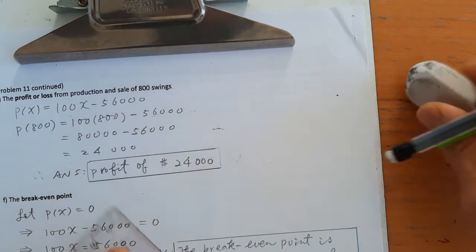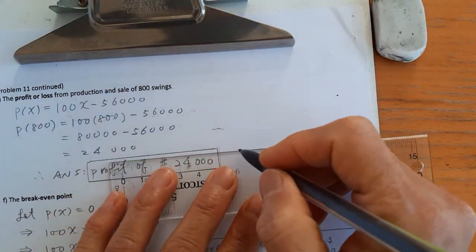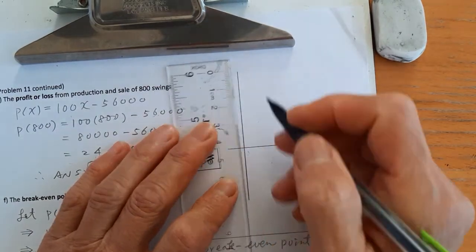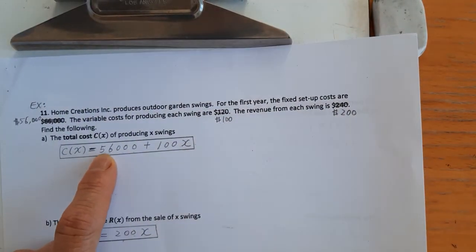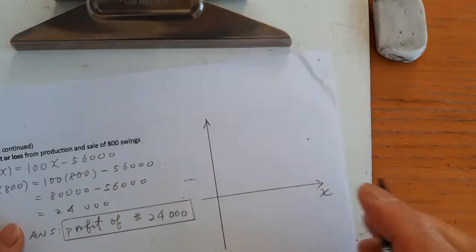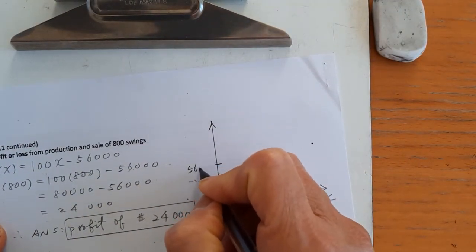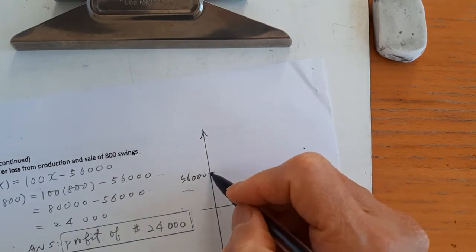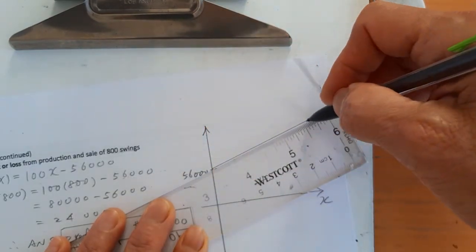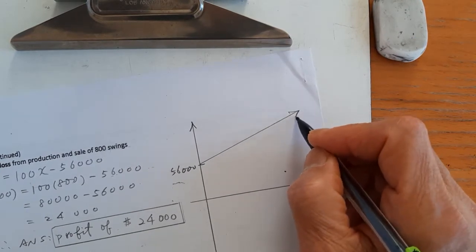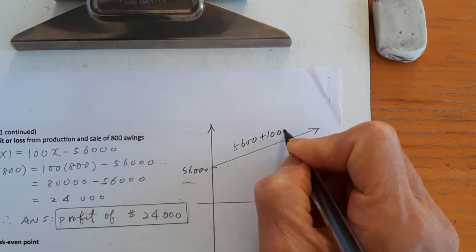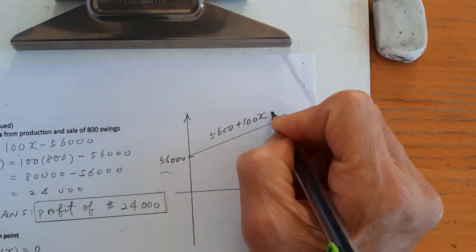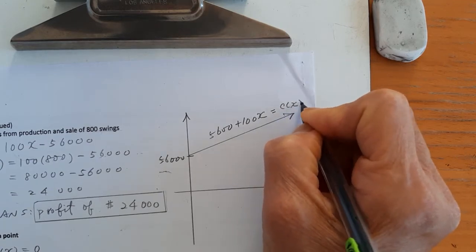So for this question, if you draw the graph, it is going to look like this, and this axis is x, how many swings. The cost function starts at $56,000, and then each time it increases by $100. This function is 56,000 plus 100x, and this is your cost function.